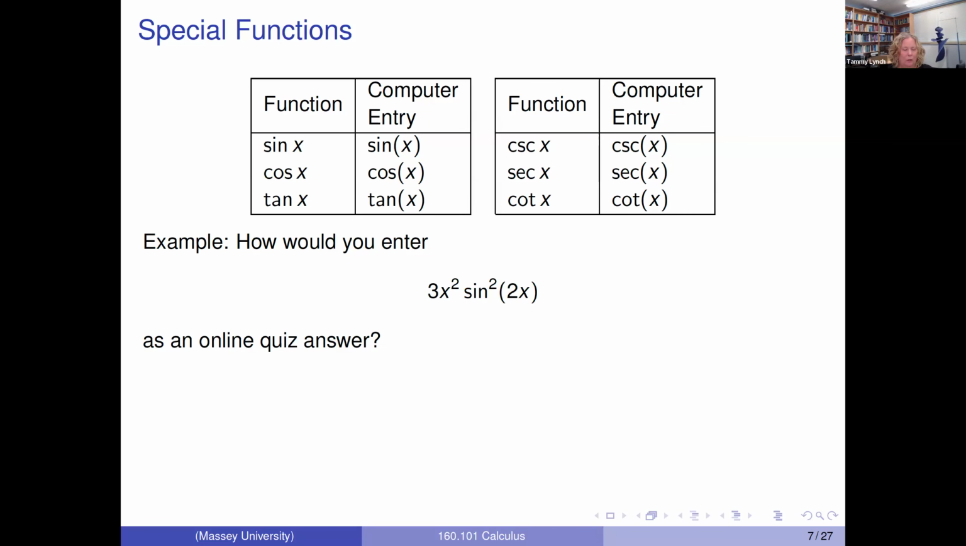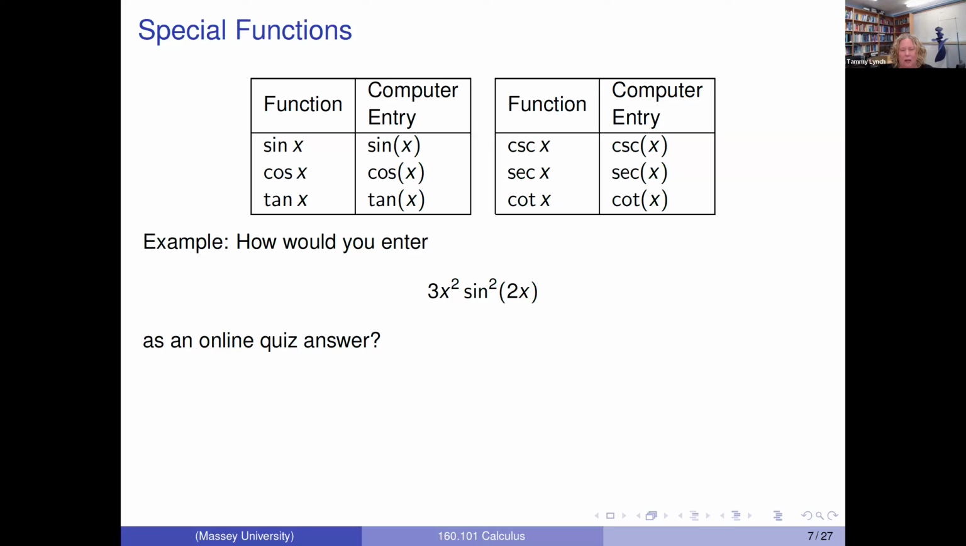All right, how would we enter 3x squared times the sine squared of 2x? This one gets a little bit more complicated because of this sine squared here. So we have to think about what that means. Sine squared of 2x means the sine of 2x all squared. This is just a simplified notation that we use when handwriting. We'll talk a little bit more about that in a minute.